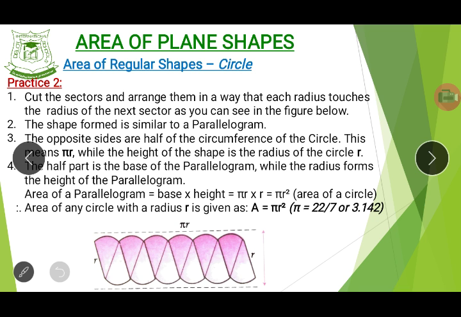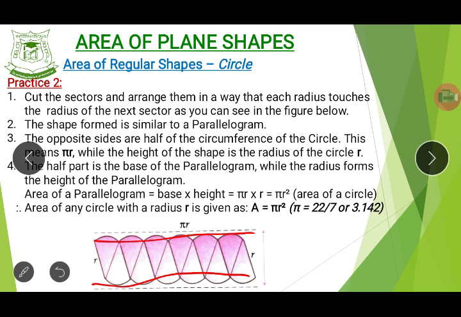Now you cut each of those sectors out and arrange them in a way that each radius touches the radius of the next sector, as you can see in the figure below. In this image here, you can see that it is done. When you do that, a plane shape is formed, and that plane shape actually looks like a parallelogram. Do you see that now? You know the way a parallelogram looks, right?